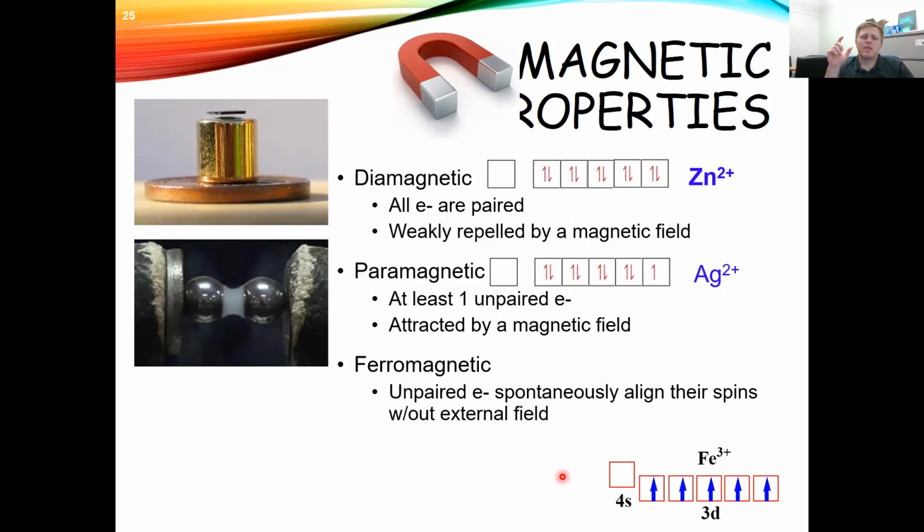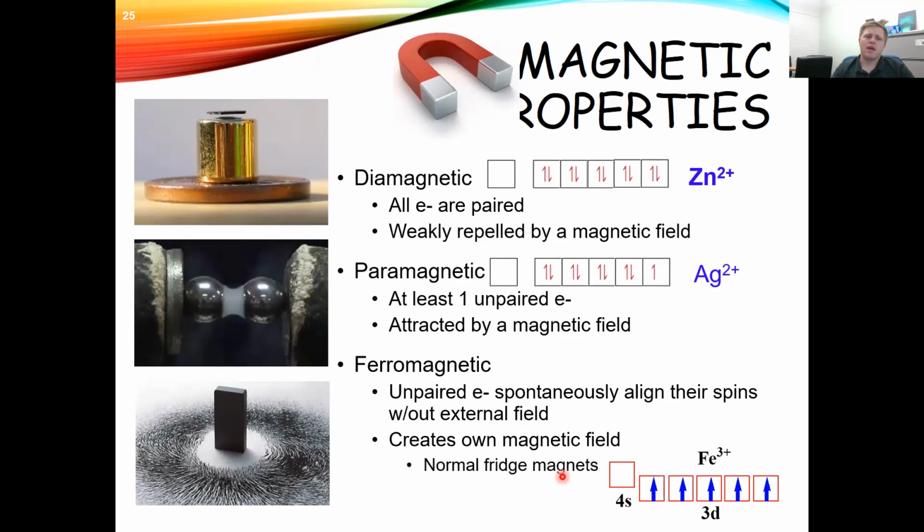And in a ferromagnetic material, you have unpaired electrons spontaneously align their spins with an outside external field. What this means in layman's terms is in a ferromagnetic material, you have multiple atoms with unpaired electrons, and all of the electrons in the entire material have their spins aligned. So not just in one atom, but the electrons in multiple atoms are all aligning their spins with each other. And so this is what creates our actual magnetic field and gives us our normal fridge magnet or any other type of magnet you've dealt with.